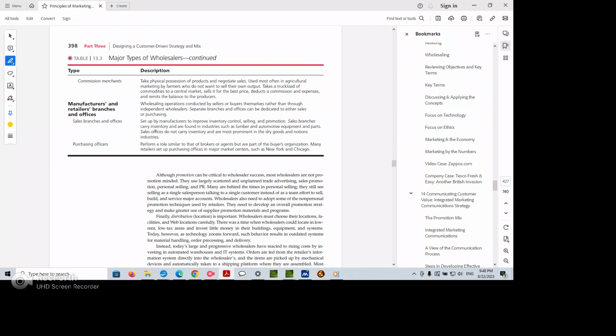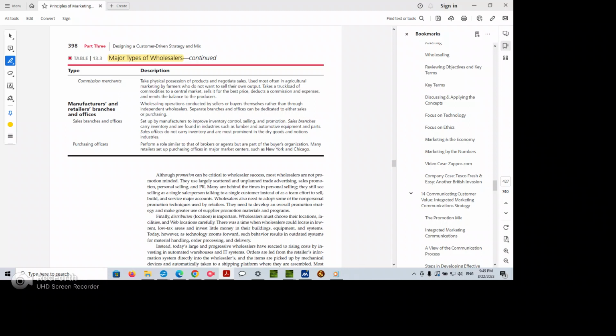Okay, so now, in terms of the major types of wholesalers, we have a couple more. We have the commission merchants. Those take physical possession of products and negotiate sales, such as what a broker would do. Used most often in agricultural marketing by farmers who do not want to sell their own output. The merchant takes a truckload of commodities to a central market, sells it for the best price, deducts commission and expenses, and remits the balance to the producers. So it's basically like I sell it for you, I get the money, I give you the sales from the goods minus my commission.